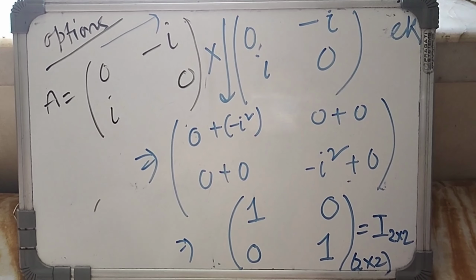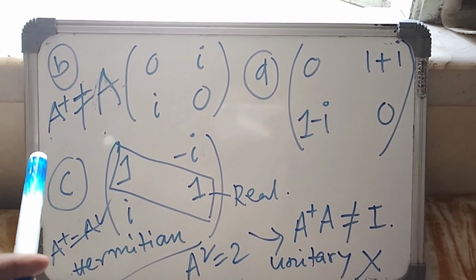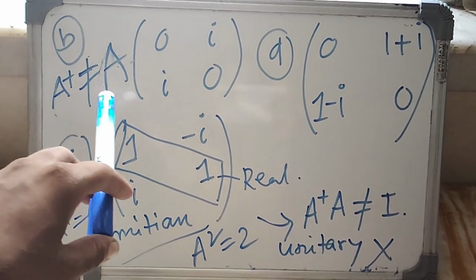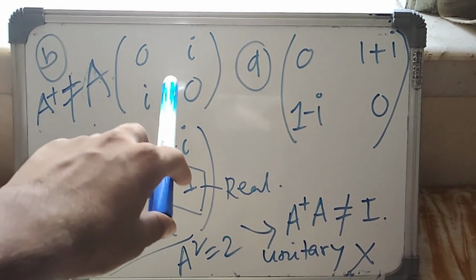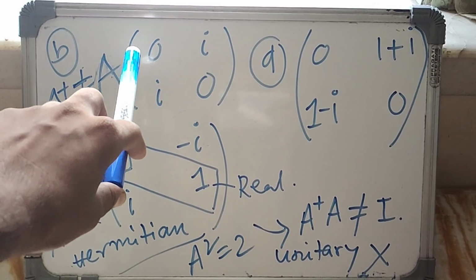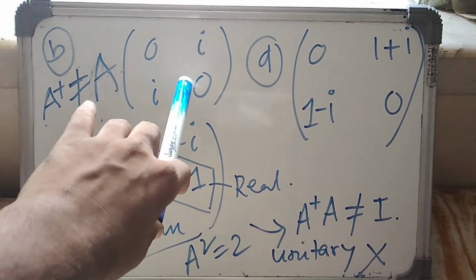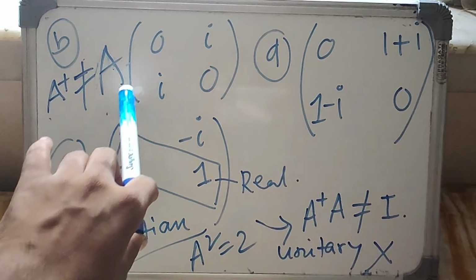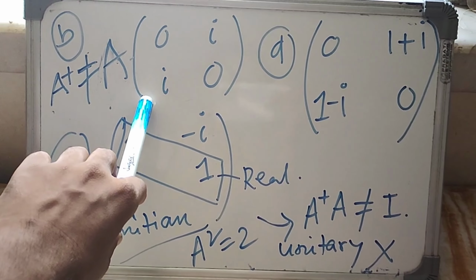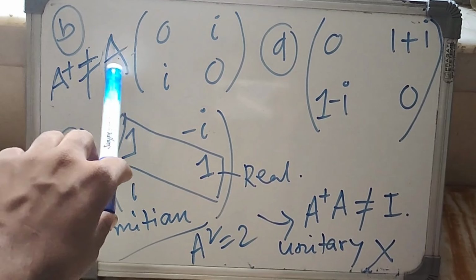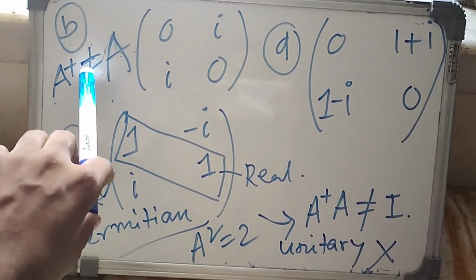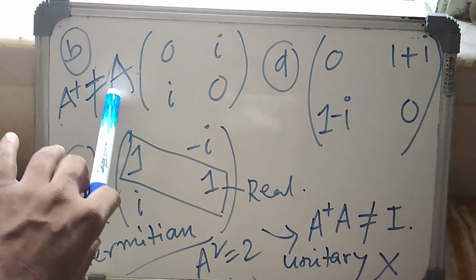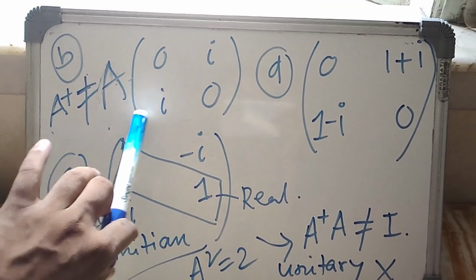So we check the other options. The second option is 0, i, i, 0. Here the diagonal elements are real but the off diagonal elements are not conjugates. The i here should be -i. So A dagger is not equal to A, so it is not Hermitian, and there is no question of checking unitary.